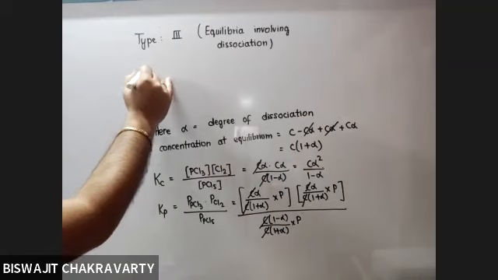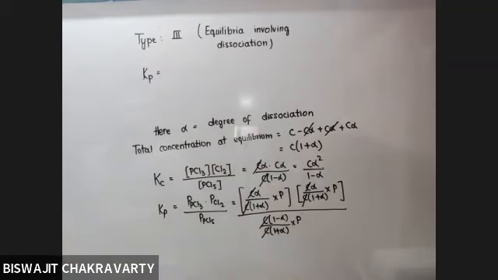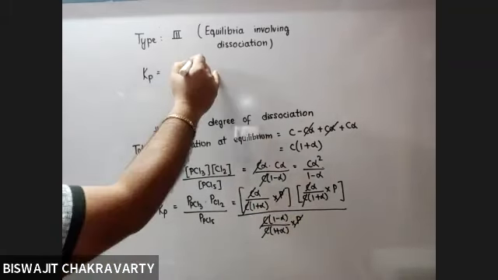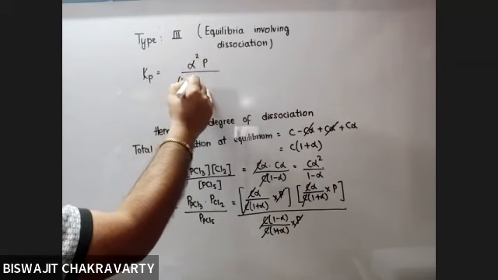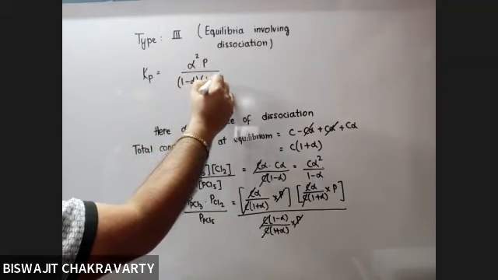So ultimately Kp will come out to be... Pu will cancel. So it will come out to be alpha square P by 1 minus alpha into 1 plus alpha.